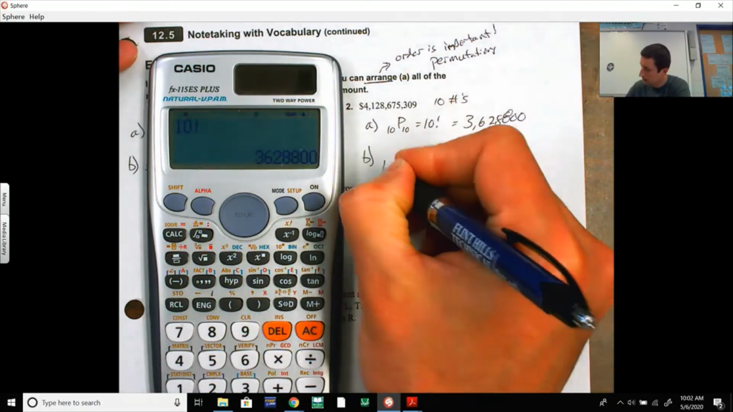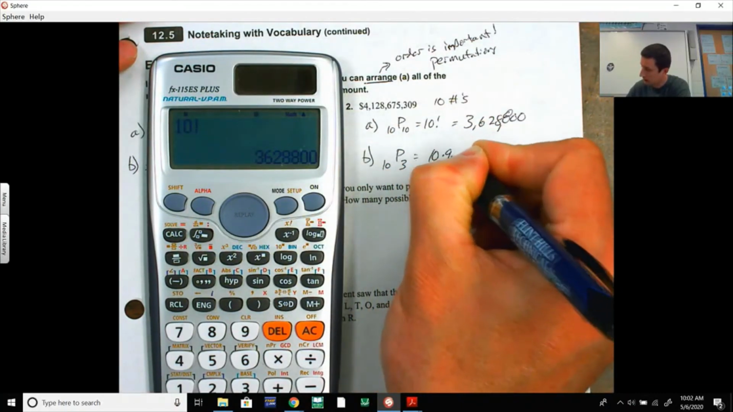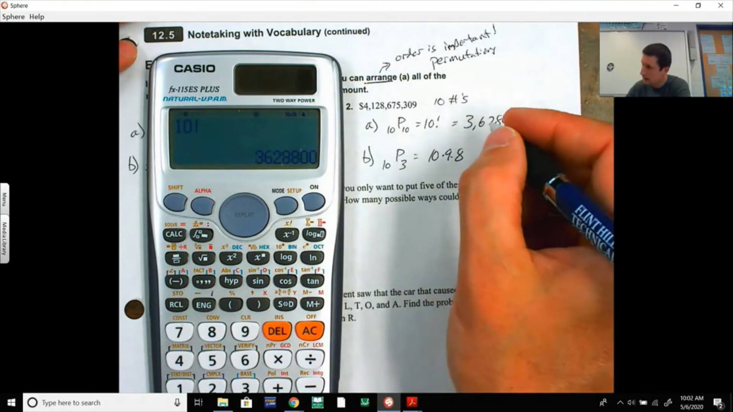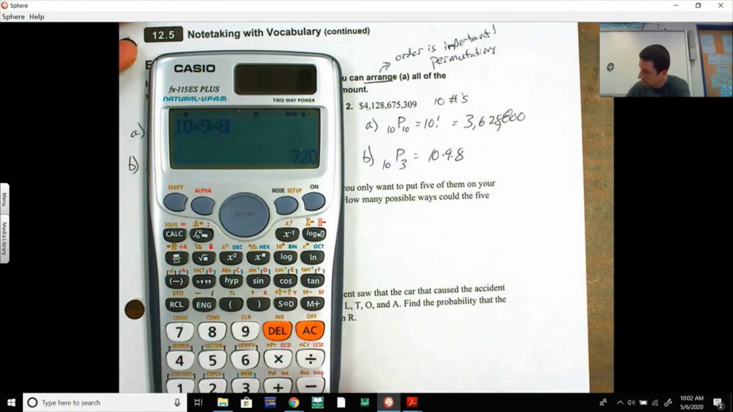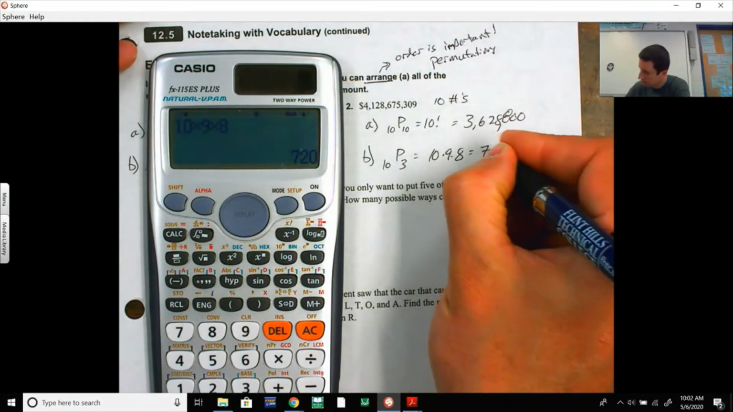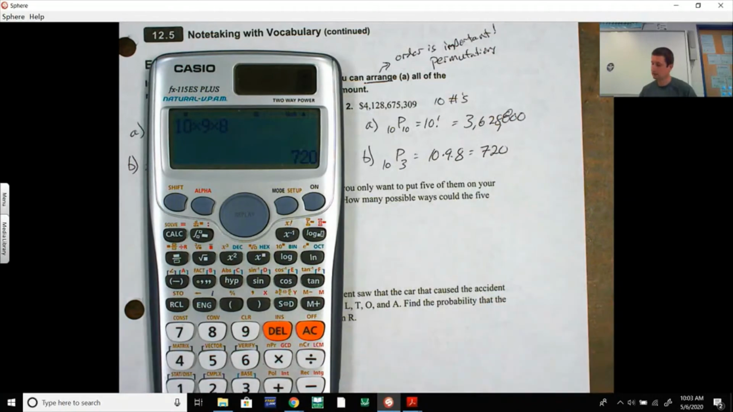So B, 10 permutated 3 times. That would just be 10 times 9 times 8. So 90 times 8, 720. So notice the permutations, only taking 3 of them, they drop significantly.